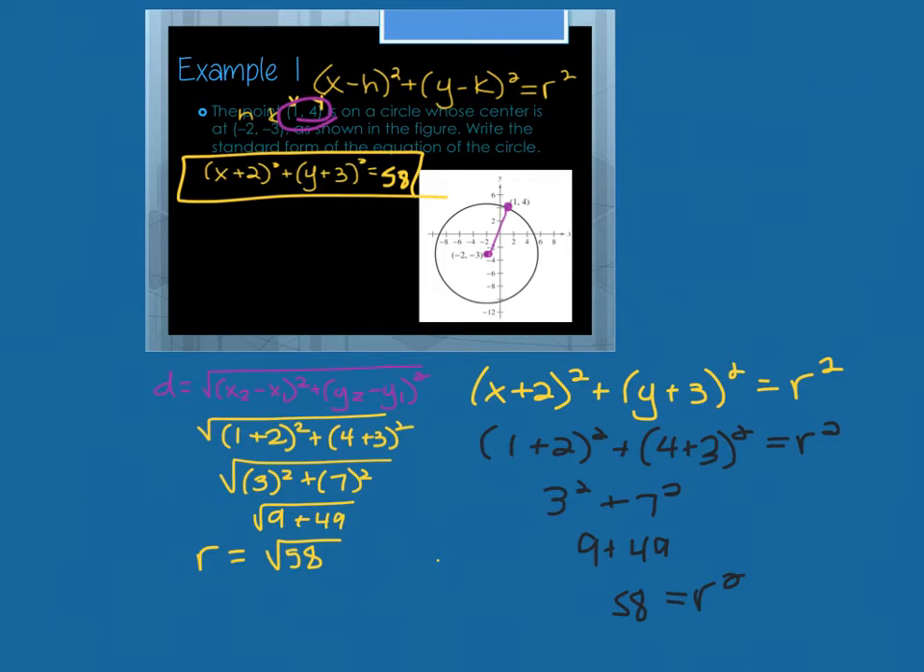If what they gave you, center and point, was horizontal, you could just count it. Or if center and point was vertical, you could just count it. If they gave you diameter, you would have to cut it in half, right? So think about all the variations that you can get on that kind of question.